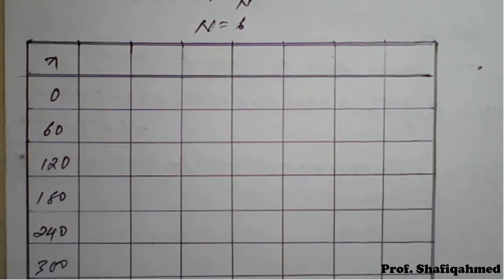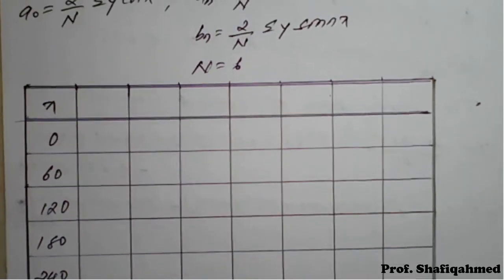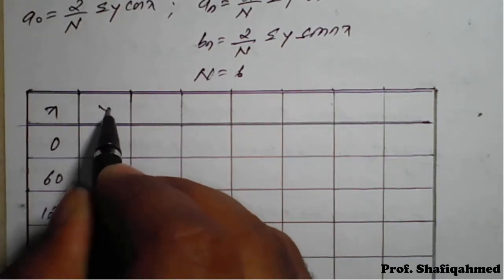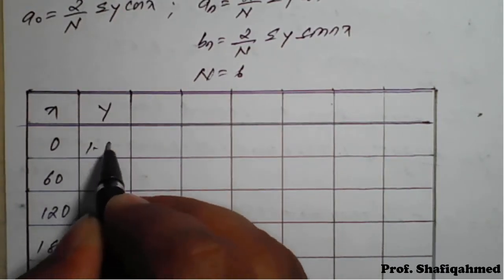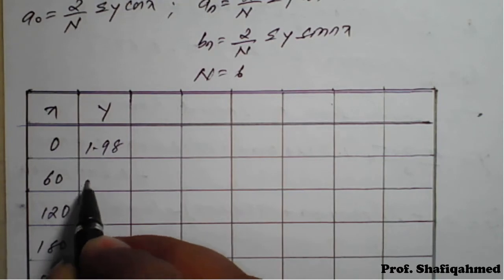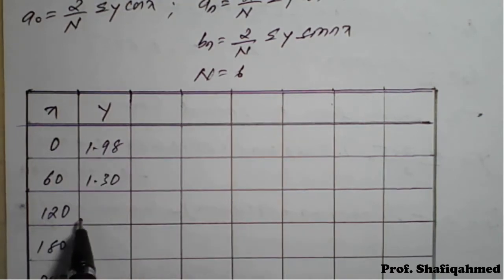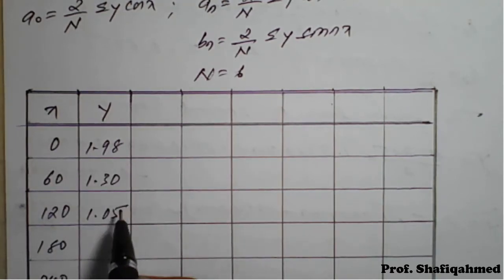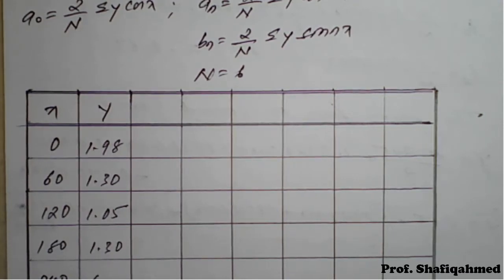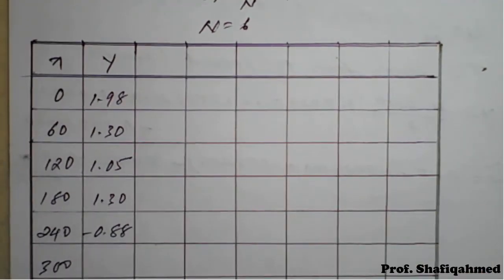Fine. Next, similarly, the y values will remain as they are. So the y values are 1.98, 1.30, 1.05, 1.30, minus 0.88, then minus 0.25.